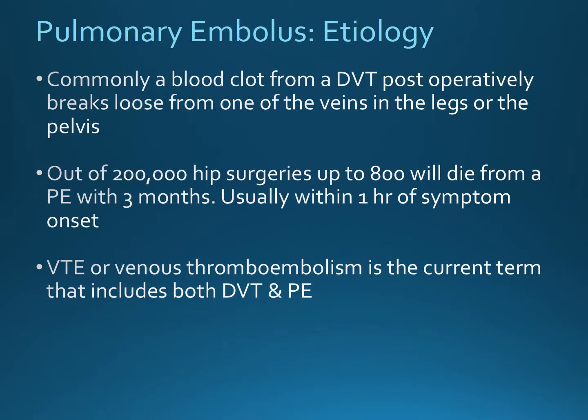Venous thromboembolism is the term that describes the occurrence of a DVT to PE pathology. This occurs more often as a postoperative complication. Out of 200,000 hip surgeries, up to 800 patients will die from a pulmonary embolism within 3 months, usually within 1 hour of symptom onset.